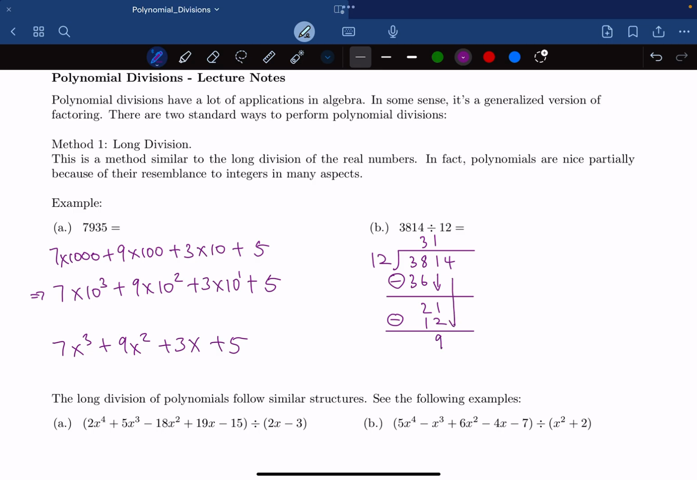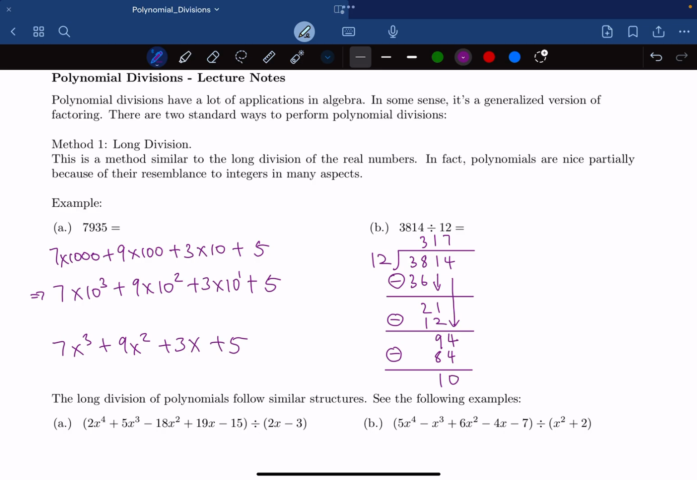I one last time drag down the 4. And the same question, right? How many 12s go into 94? So 7 times 12 is 84. Subtract. 94 minus 84 is equal to 10.